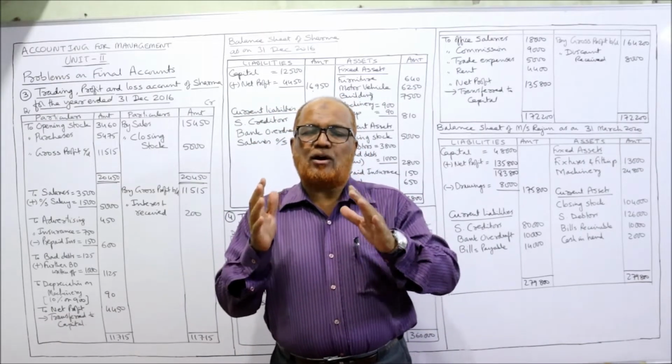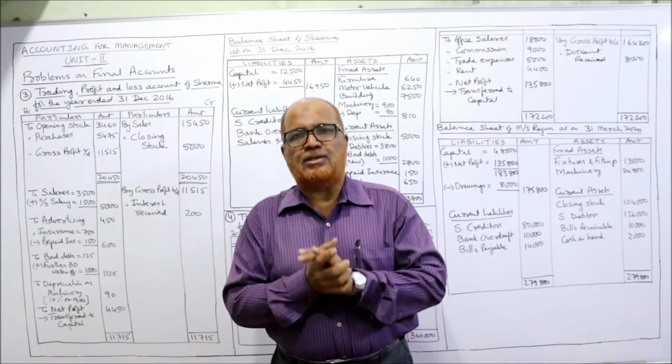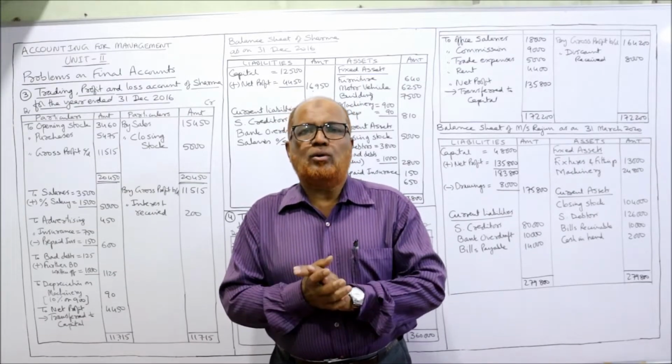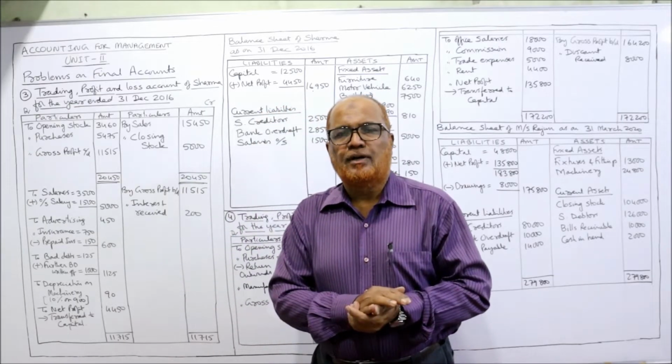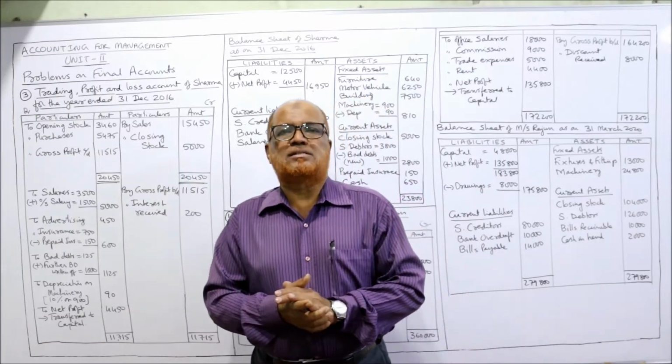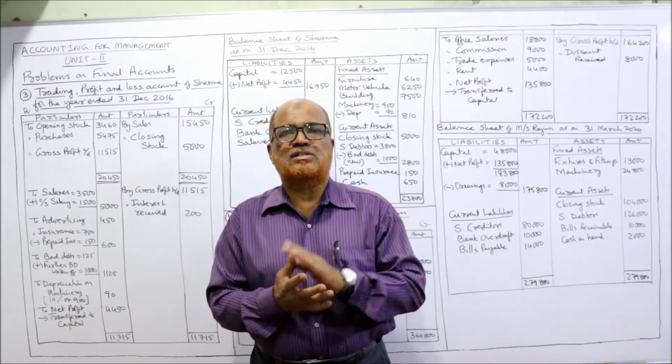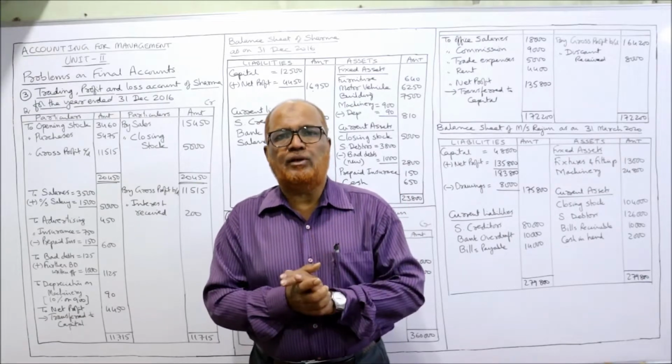Last video I completed two problems on final accounts: how to make the trading account, profit and loss account and balance sheet. Now in this video, I'm going to explain two more problems, the third and fourth problem. Remember, all the problems are based on the theory which I explained in the beginning videos.